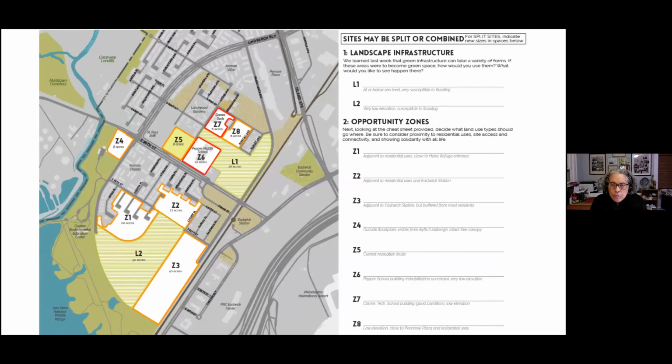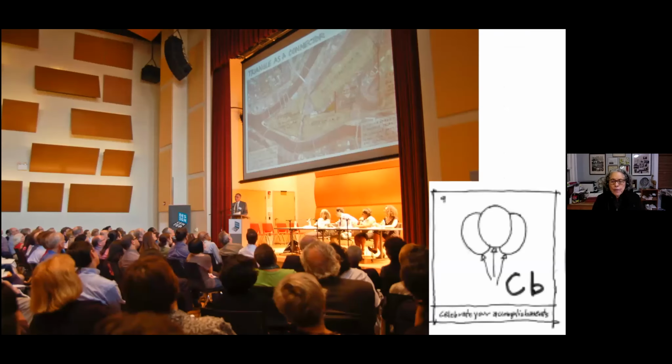And so the question, as we learned last week, is that green infrastructure can take things, opportunity zones. What do you think? Given all this conversation about our values, given our conversation about what could be done, given what you love, given the elephants, what do you want to see? And in that regard, people had a lot to say and a lot of visions for the future.